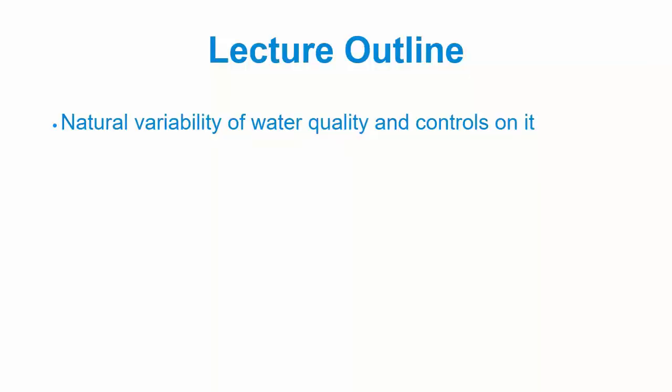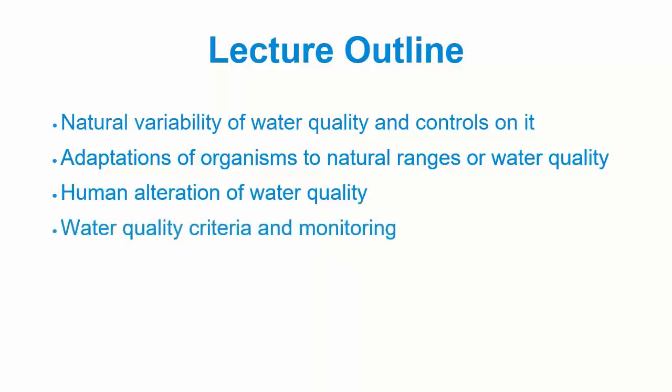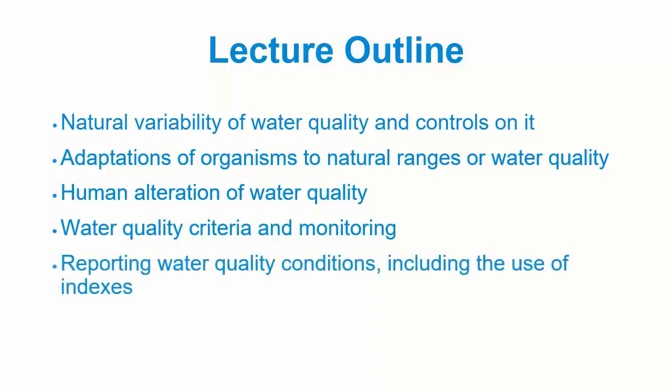We'll begin by looking at the natural variability of water quality in freshwater systems, what processes control it, and how organisms are adapted to the natural ranges of water quality parameters. Next, we'll briefly review how human activities alter natural water quality, and how water quality is assessed and monitored. And we'll end by examining two of the most widely used indexes for evaluating and reporting water quality conditions.